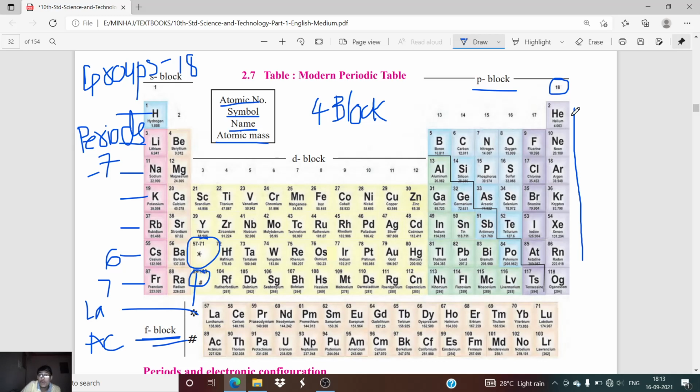And group 18 of the modern periodic table is called the zero group. Why is it called the zero group? Because it is the group wherein you will find all the inert gases, and inert gases are non-reactive in nature.